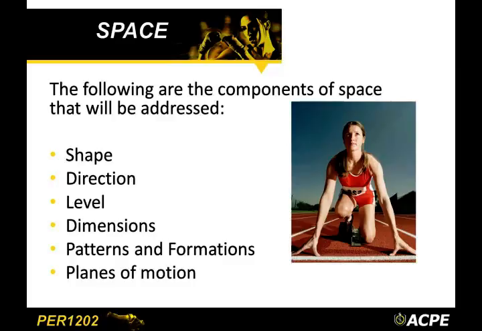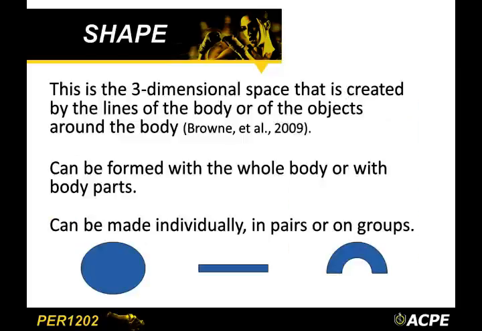The following are the components of space that will be addressed: the shape, direction, the level, the dimensions, the patterns and formations, and also the planes of motion. So, shape is a three-dimensional space that is created by the lines of the body or the objects around the body. It can be formed with the whole body or with body parts. It can be made individually, in pairs, or in groups.